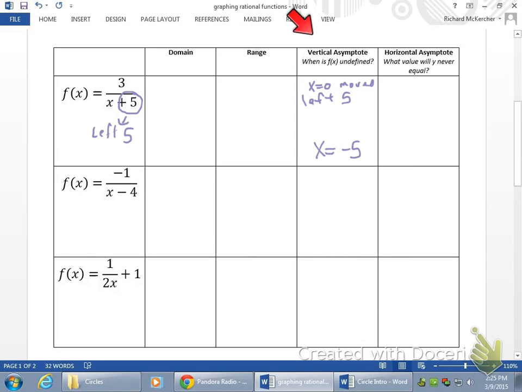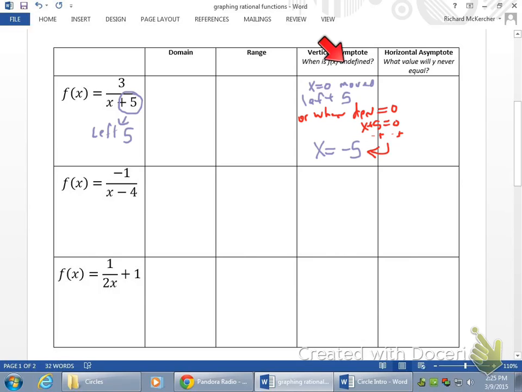The other way is to go back to that definition. Remember, the vertical asymptote happens when the denominator equals 0. So in this case, the denominator is x plus 5. And by using my algebra, when does x plus 5 equal 0? Well, that happens when x is negative 5. So those are two different techniques for determining the vertical asymptote.